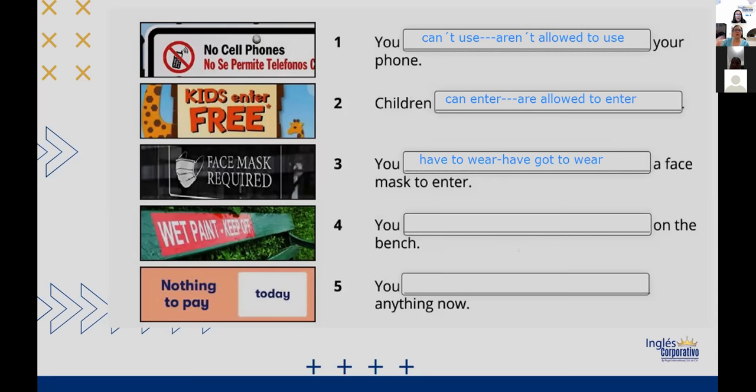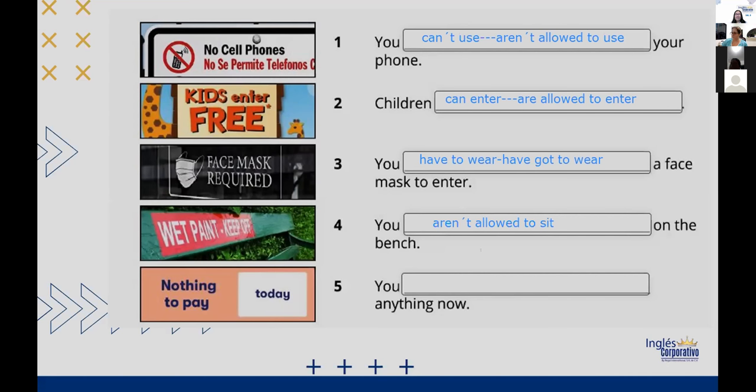Wet paint, keep off. Pintura húmeda, manténgase alejado. You aren't allowed to be on the bench. Exactly. You aren't allowed to sit on the bench right now, or to be on the bench. To sit. Oh, you can't.